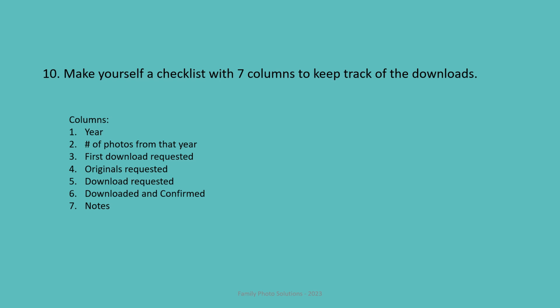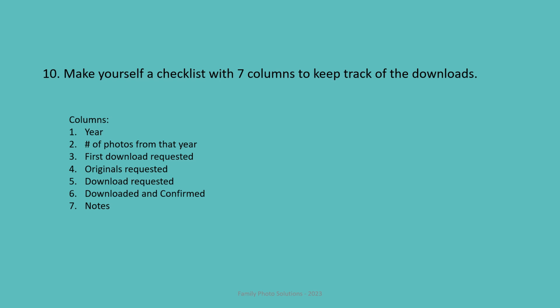Now, remember, Shutterfly only lets us download 500 photos at a time. If you have 1,200 photos from 2022, it's going to take 3 downloads to retrieve them all. In my checklist, I would put 2022 in the first column and 1,200 in the second column. Then, underneath the year 2022, in that first column, I'm going to list the 3 downloads in their own rows.